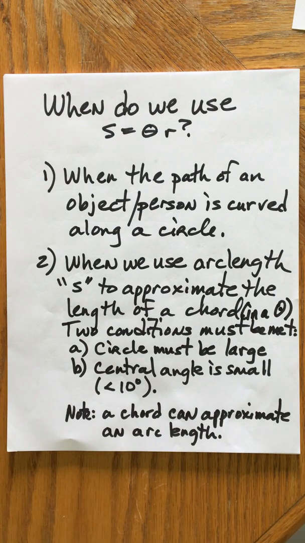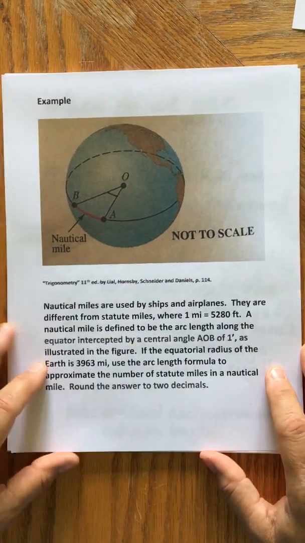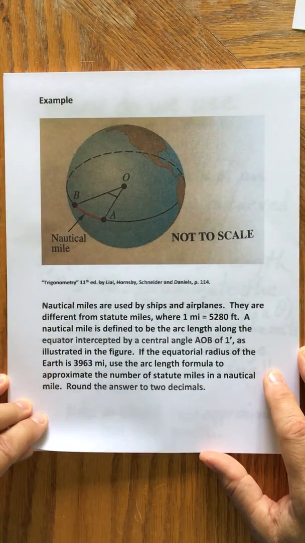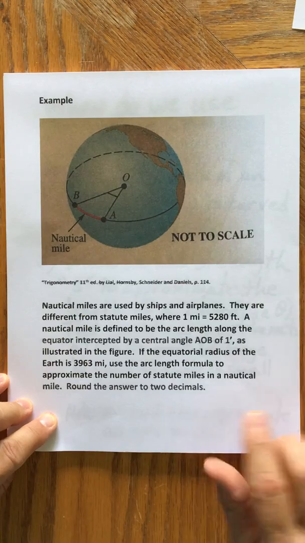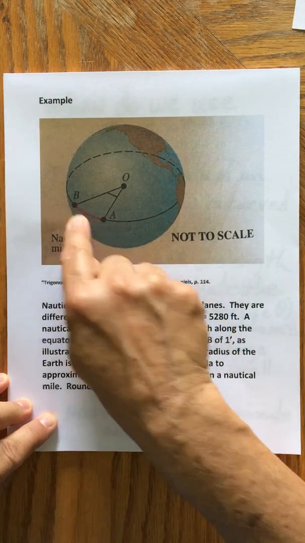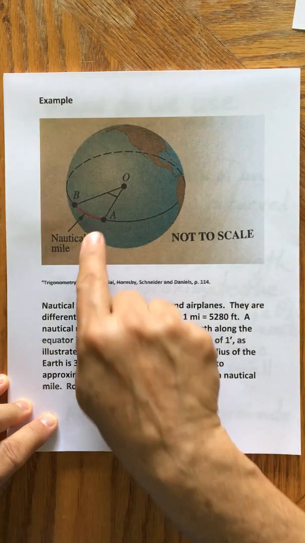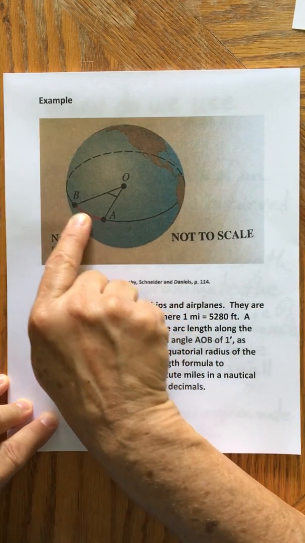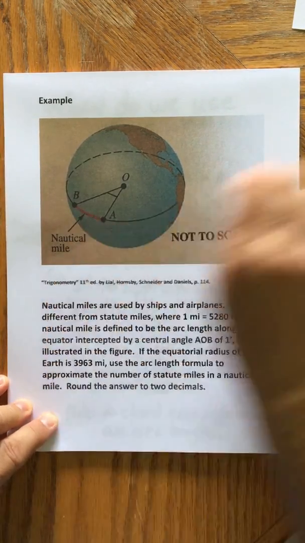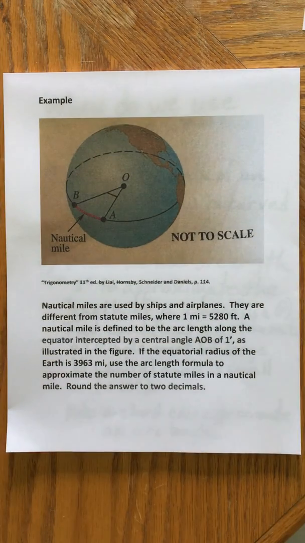So you might have, for example, in this problem that we're going to look at, they talk about nautical miles, and you want to know what's the distance here along the Earth, which is not quite a sphere, but we can approximate it using a sphere. So that's like a curved path that you're trying to find the distance of. All right, so that's one way you'd use arc length.